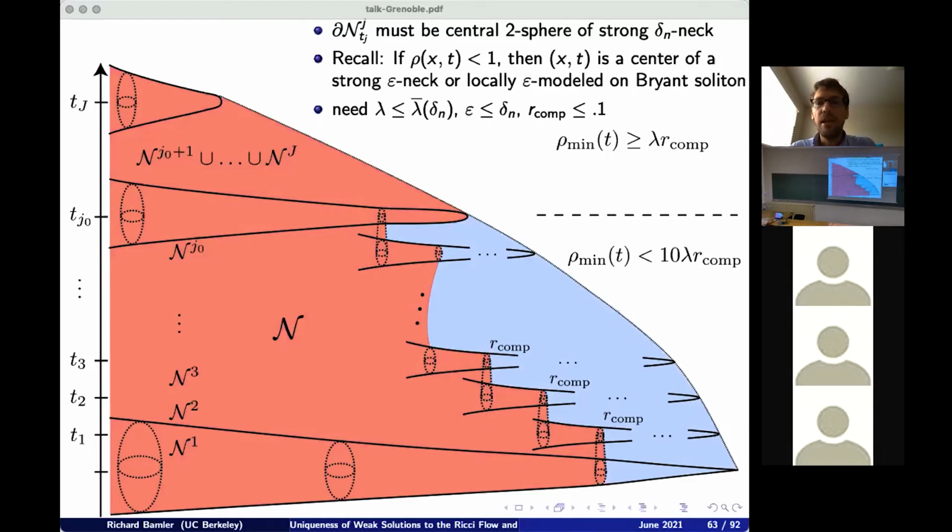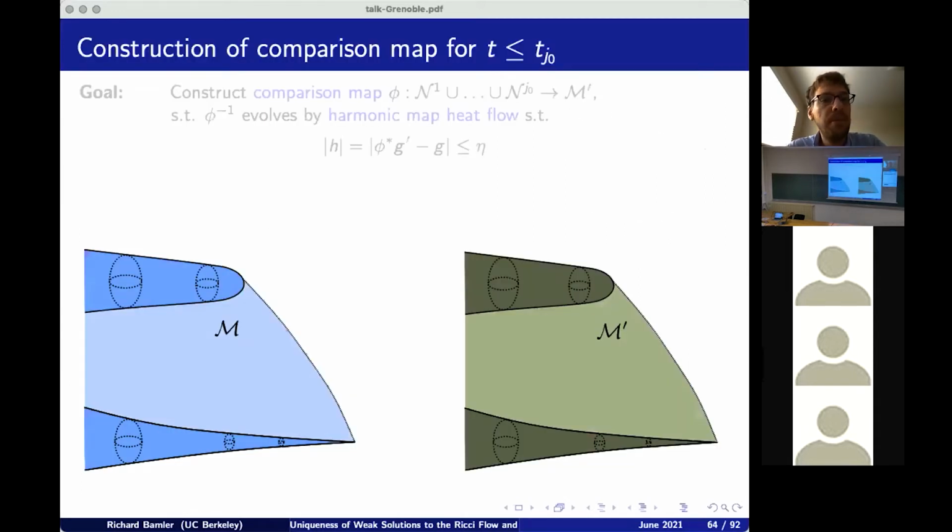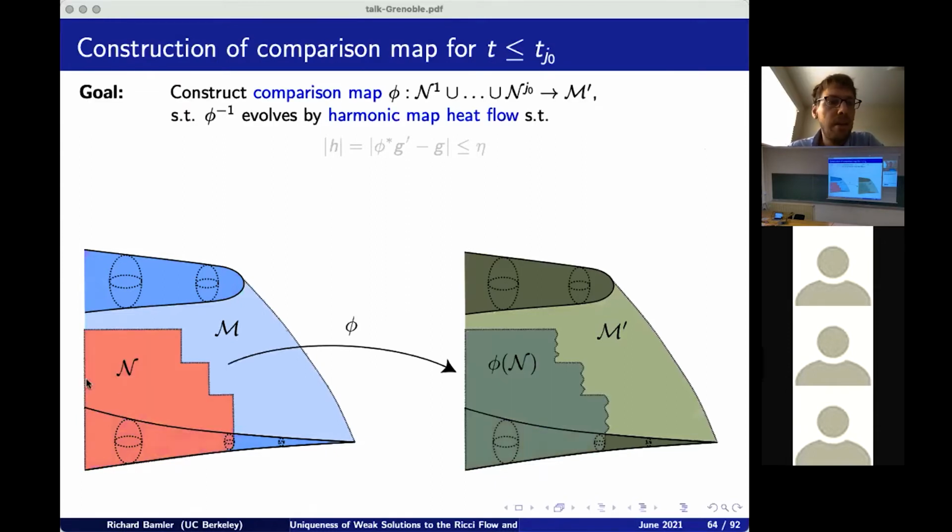All right. So this is the comparison domain N, and sometimes I'll denote the corresponding time slab by Nj. So what we need to decide next is how do we construct the corresponding comparison map. So again, this now should just symbolize the comparison domain. I guess at some point we have to fill it in.